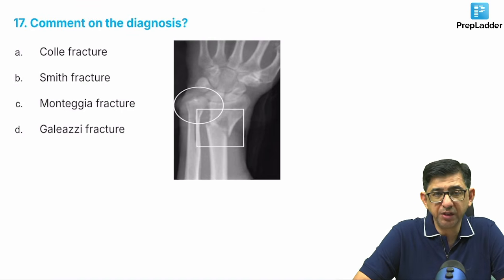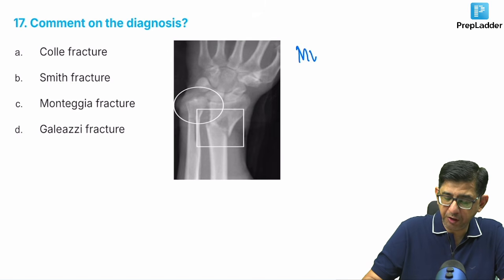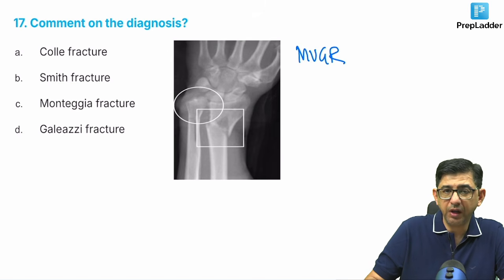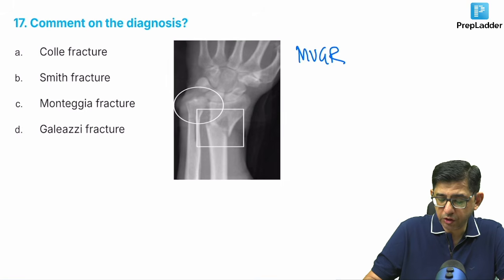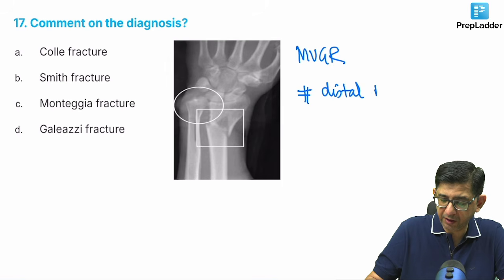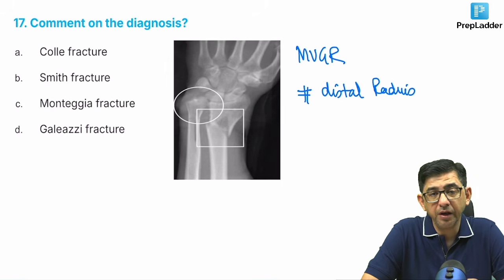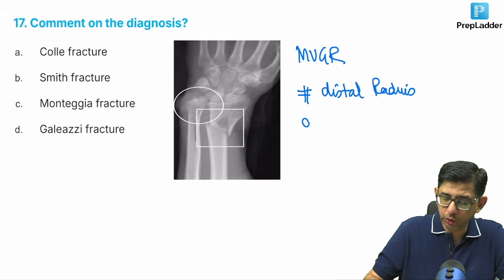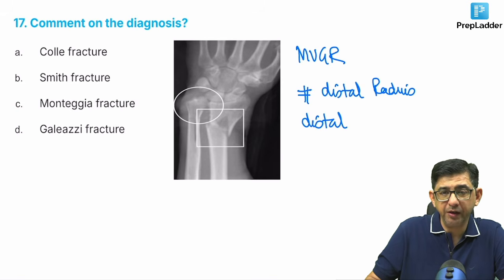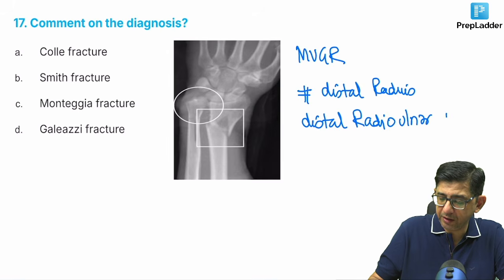Here, there are two things that I want to bring to your attention. The first is I would once again introduce that mnemonic mugger to say that there is a fracture at the distal end of the radius. Distal radius is affected. And the second thing which is highlighted here from that circle is that there is also a dislocation of the radioulnar joint. So there are two things that are happening in this patient. Distal radius fracture and distal radio-ulnar joint dislocation is occurring.